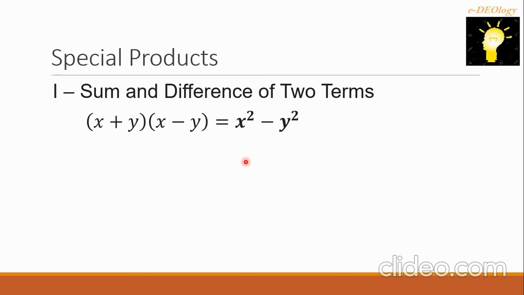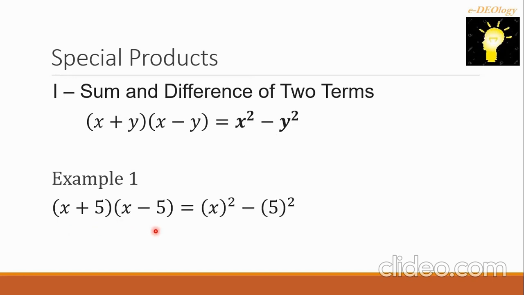So now we are ready to take some examples. Example 1, x plus 5 multiplied by x minus 5. So we will use our formula. We will take the first term x and then we will square that. Then minus, we will get the second term 5 and we will square that. And then we will just simplify each term to be x squared minus 25. So this is our final answer.